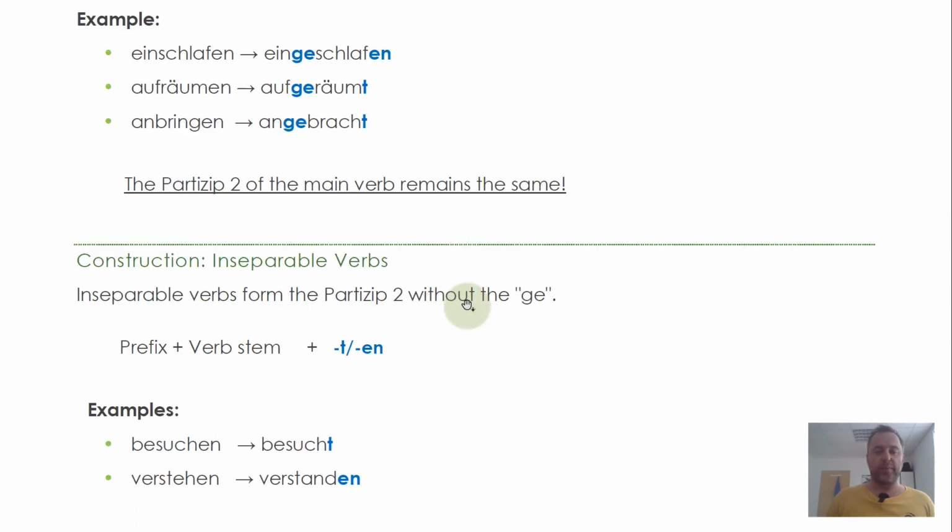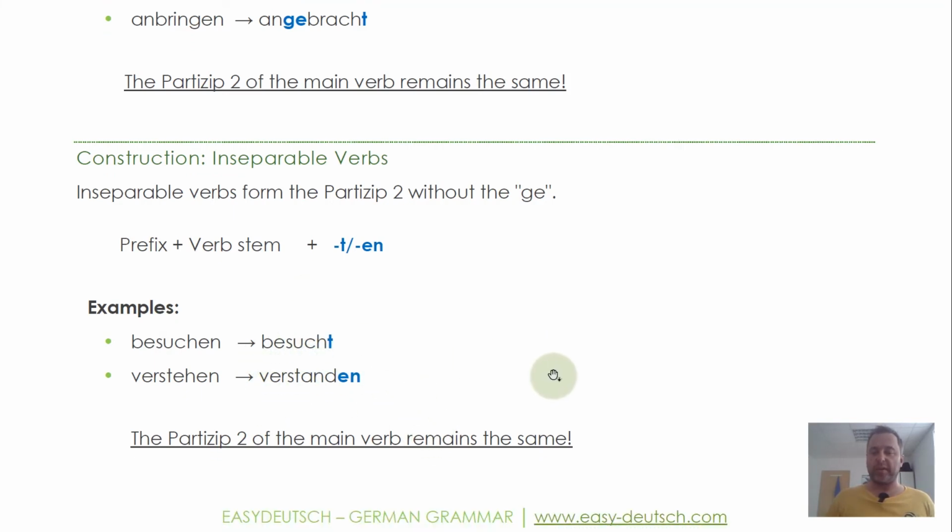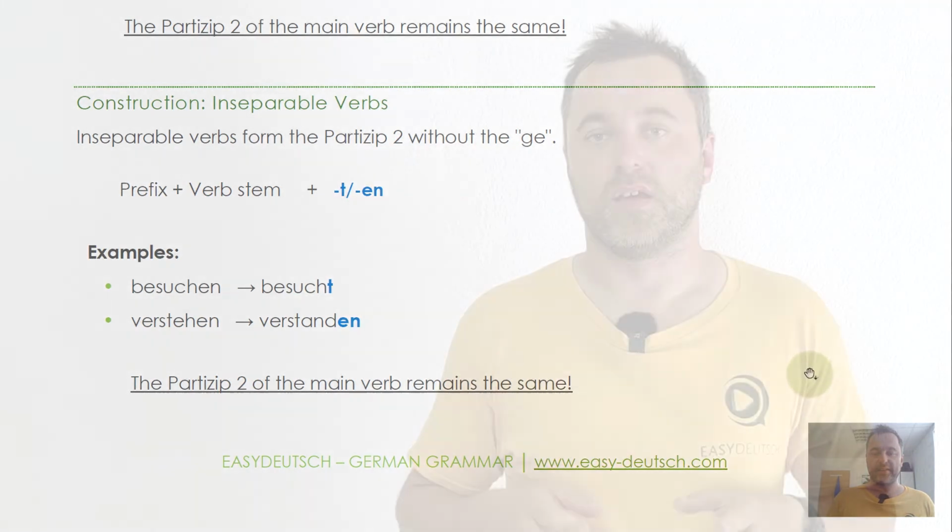With inseparable verbs, you simply do not use the GE. So we drop the GE for inseparable verbs, just use the prefix, then the verb stem, then the T or EN ending. Besuchen goes to besucht, verstehen, verstanden, so to visit, to understand, so visited and understood. Here, no GE anymore, but the rest remains the same.